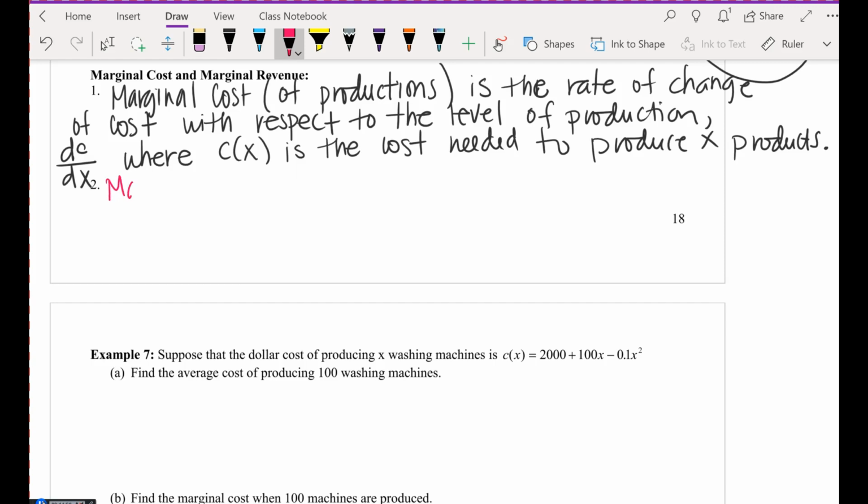Okay. Marginal revenue is the same model, except we're talking about money collected. The marginal revenue is the money gained or collected. Okay.